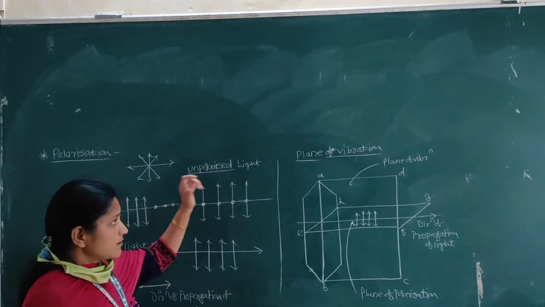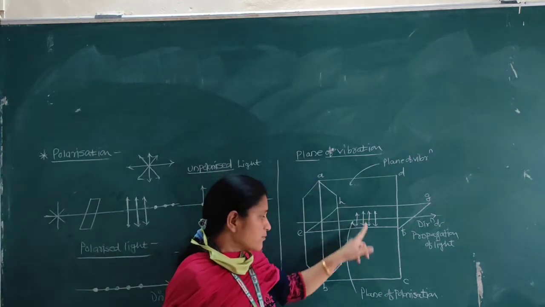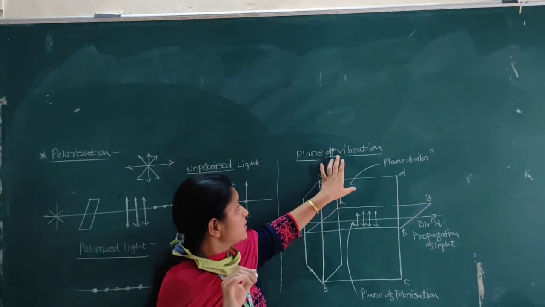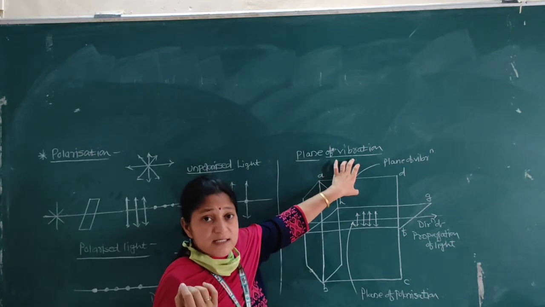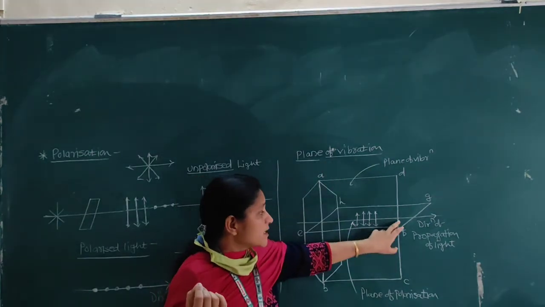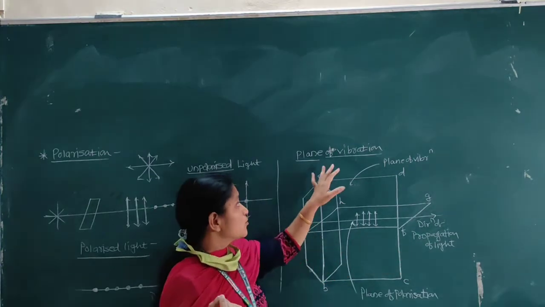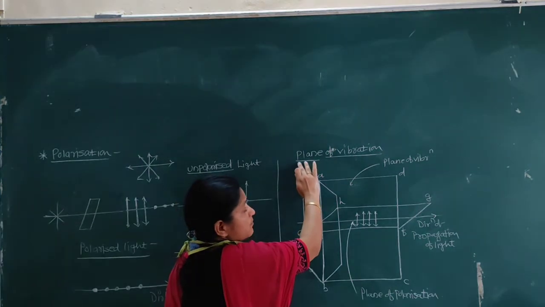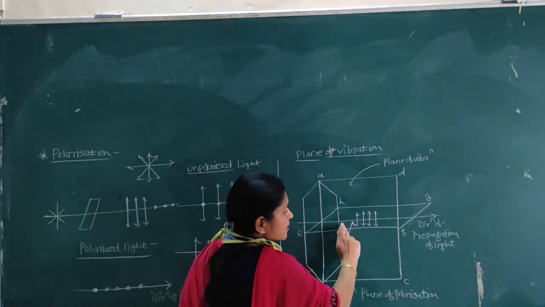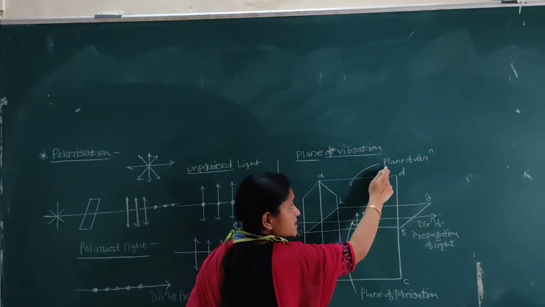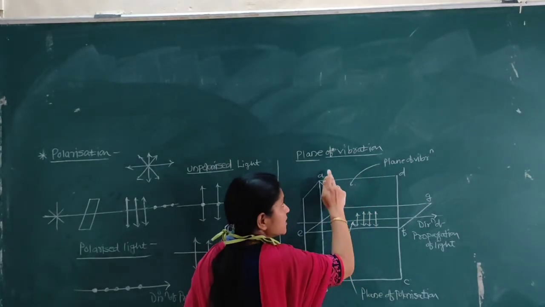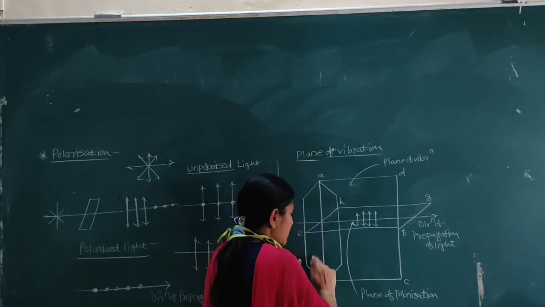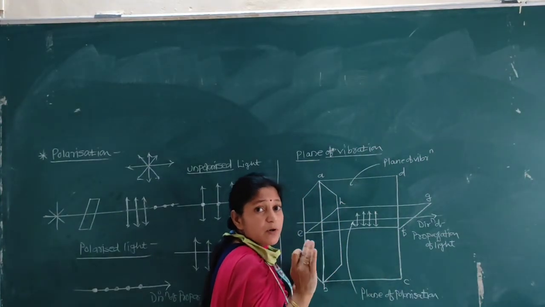Okay. Now after that we discuss the plane of vibrations and the plane of polarization. So plane of vibrations means what? Just keep in mind, a plane which contains the direction of propagation of light as well as the direction of vibration of light is said to be a plane of vibration. Understood? So from the figure, the path A, B, C, D is nothing but the plane of vibration.